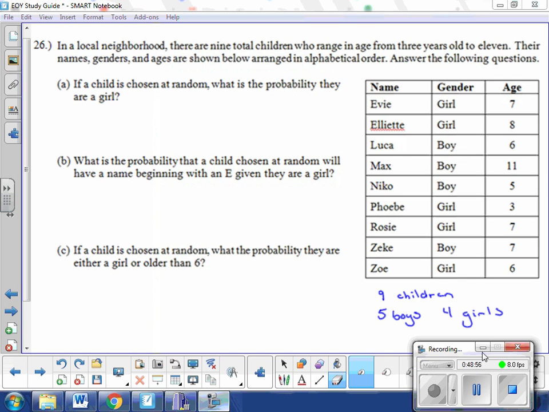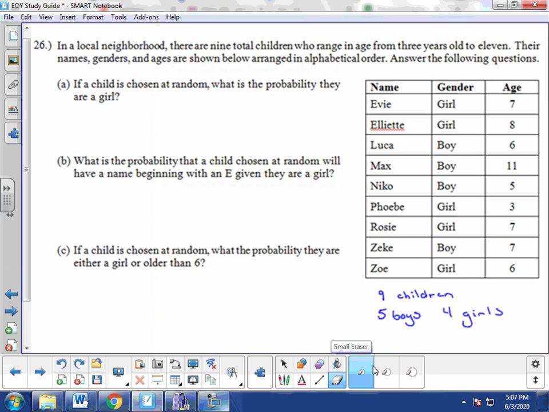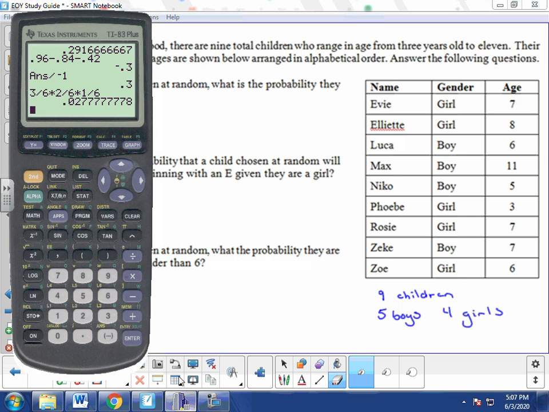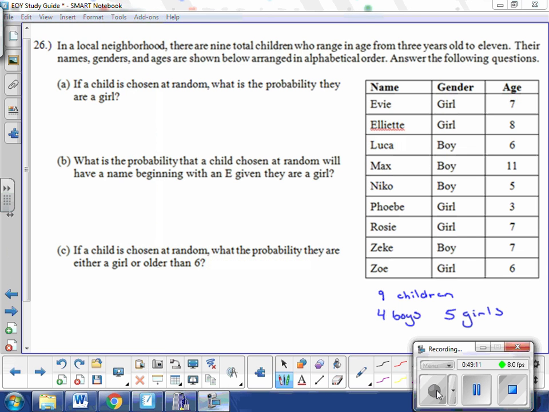So some important things to note about the table. There are 9 total children that are listed. 5 of these are boys. 4 of these are girls. Sorry, got that backwards. 4 of these are boys, 5 of these are girls.